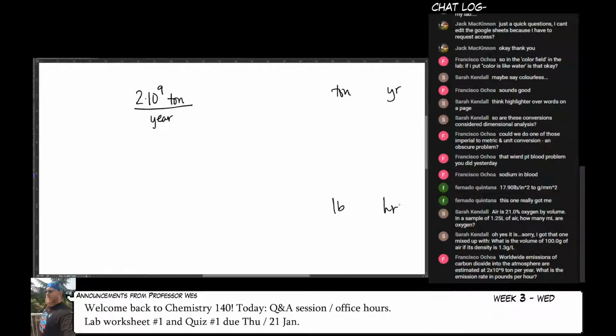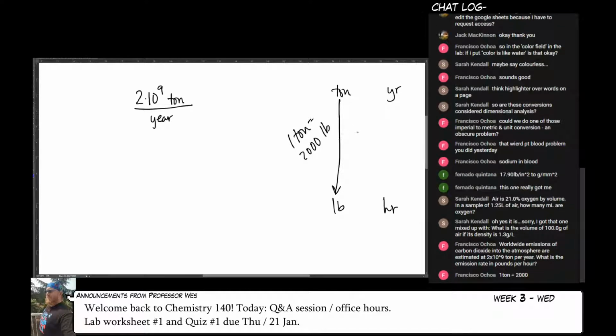Now, the only issue that I can really think of with this problem is that I don't know if it's a ton, which is 2,000 pounds, or if it's a metric ton. I'm going to assume that the ton in question is this, and not, say, some other ton. Because there are a ton of different tons, it turns out.